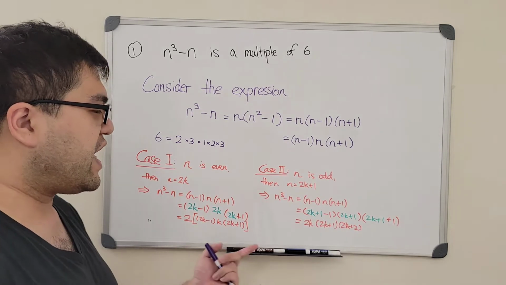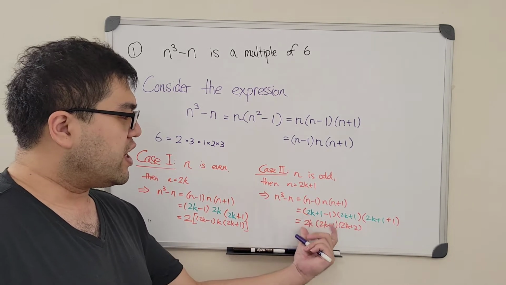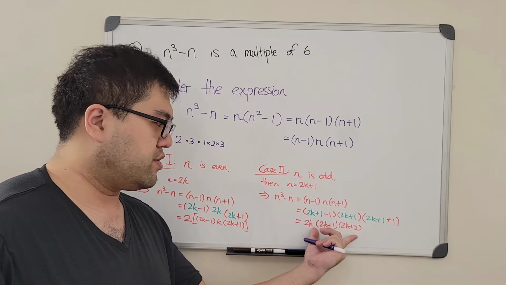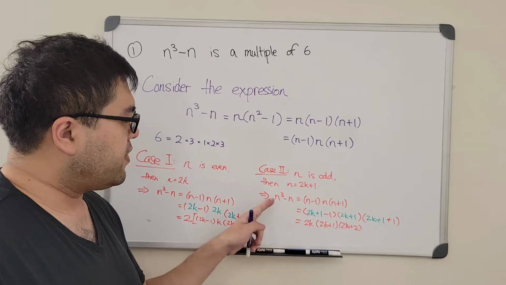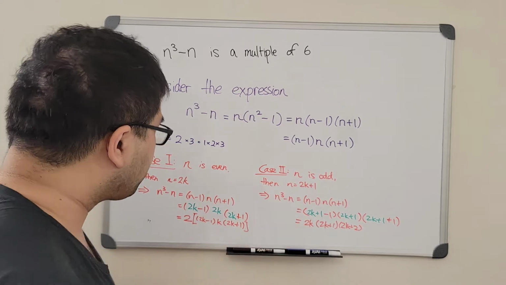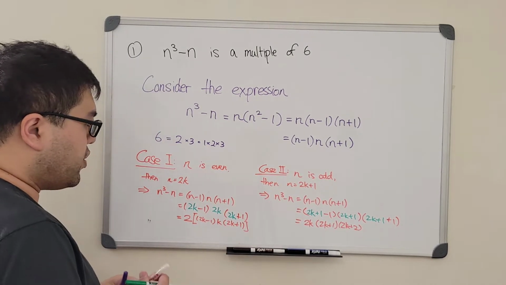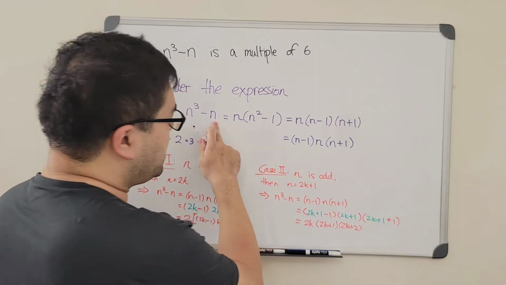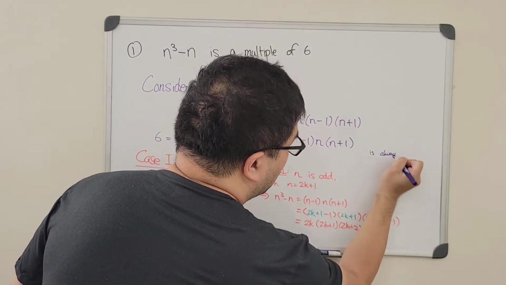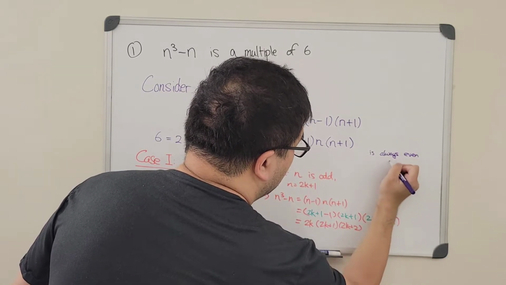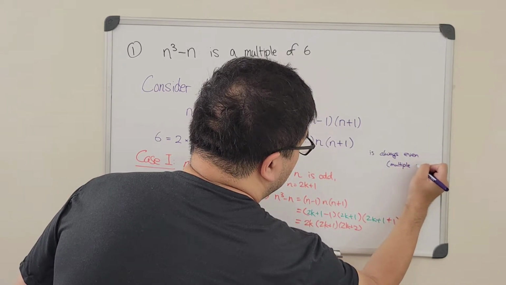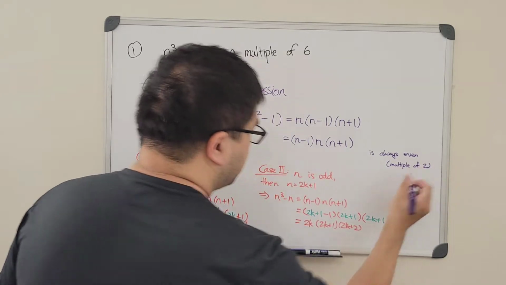And again, since k here is an integer, we have 2 times a product of all those integers, which is also an integer, implying that the expression n cubed minus n is even. Good. So we just checked that this here is always even. In other words, it is a multiple of 2. Great.